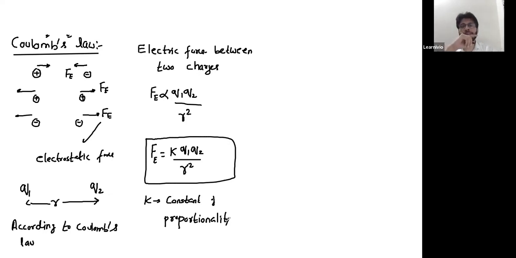If you remember the law of gravitation, you must have done gravitation in class 11. The law of gravitation has exactly the same structure as Coulomb's law. It says the force between two masses is G M1 M2 divided by R square. The only difference is that instead of charges, you have masses, and instead of the electrical constant of proportionality, you have the universal gravitation constant. Otherwise, the overall structure is the same. So just like Newton's law of gravitation, Coulomb's law says that force is proportional to the product of charges and inversely proportional to the square of distance between them, where K is some constant of proportionality.